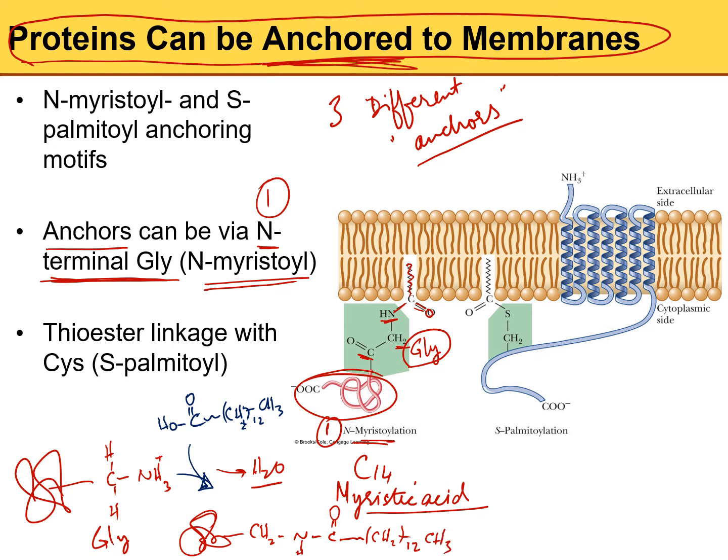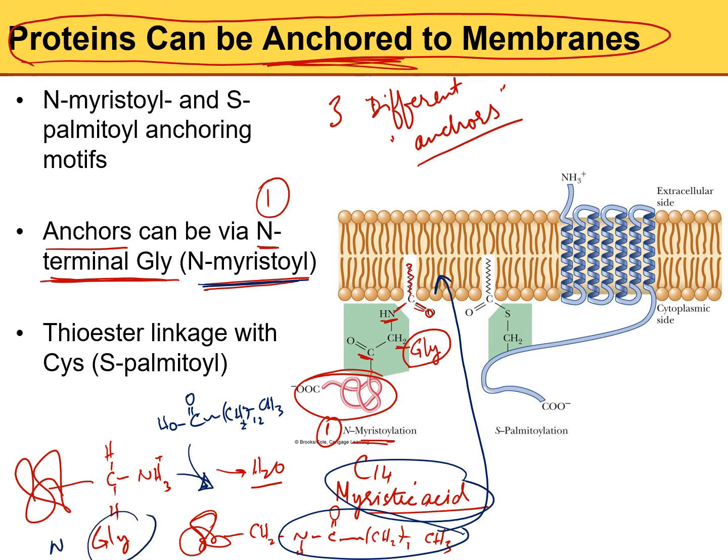This is the example of a protein which is linked to a lipid, and then this lipid goes into the membrane. That's how you anchor it. So the first one is called N-myristoylation. It uses myristic acid, that's an important point, and it needs an N-terminal glycine.